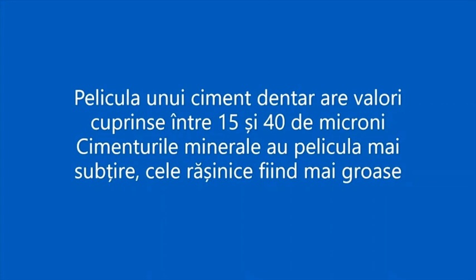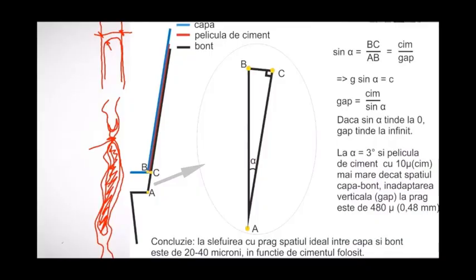the gap for the cement. Now the foil of cement, the layer of cement, is between 15 and 40 microns, right? That's the thickness of the cement.